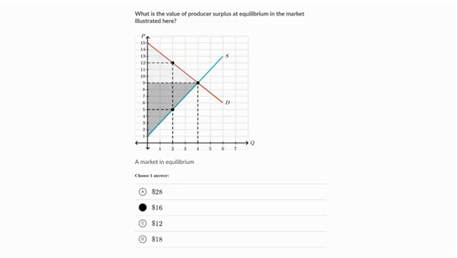Take a look at this example and unpause the video when you are finished. The answer is B. The answer is B because 9 minus 1 equals 8, and then times 4 equals 32, and then divided by 2 equals 16.